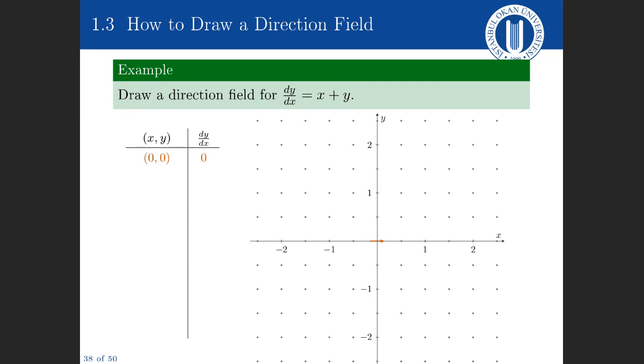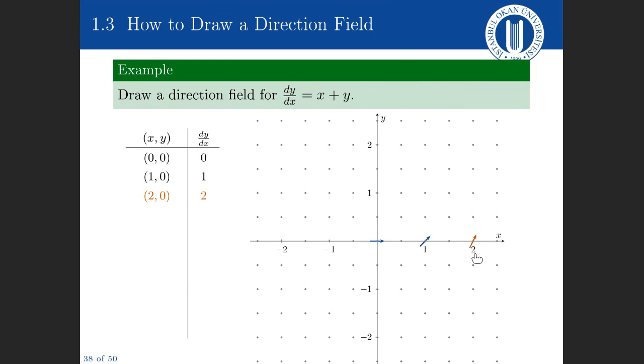For example, let's start with 0, 0. We have x is 0 and y is 0. We put these values into the differential equation. We have 0 plus 0 or 0. To show that the slope is 0 here, we draw a horizontal arrow. We can look at the point 1, 0, the point where x is 1 and y is equal to 0. We put these numbers into the differential equation. x plus y is 1 plus 0, or 1. We find that at this point, dy dx is equal to 1. We show this by drawing an arrow of slope 1 at the point 1, 0, and so on.